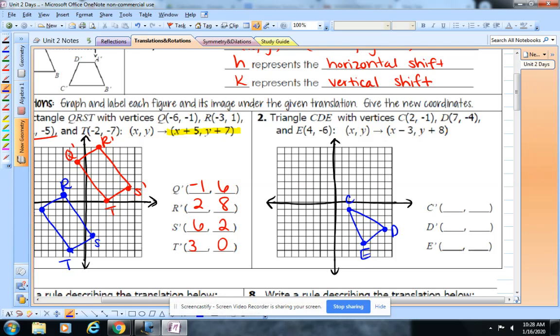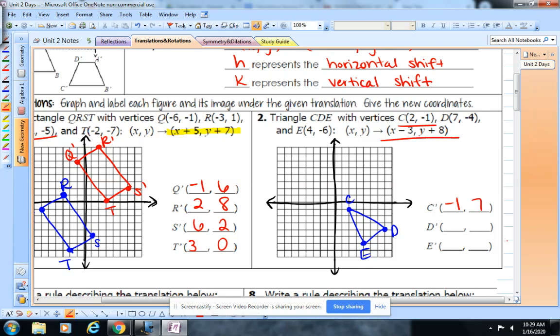All right, good. So how do I get my new ordered pairs? Right, take your x values and subtract 3, take your y values and add 8. So the first point is C, (2, -1). So to get C prime, what is 2 minus 3? Negative 1. What is negative 1 plus 8? 7.